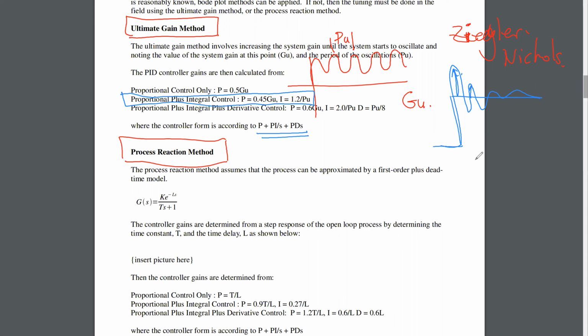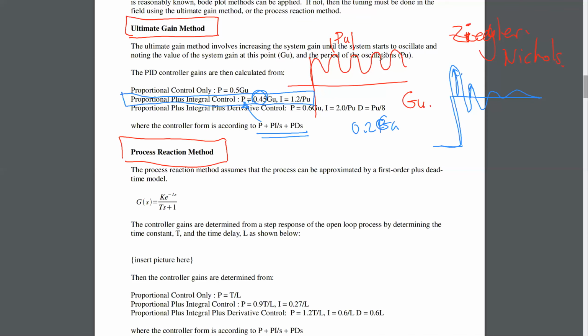If you didn't want that, you could tweak the gains. Specifically, you could reduce the proportional part of that gain, and instead of making it something like 0.45, you could make it something like 0.2 GU. And there are actual tables for this as well, but I didn't include them here. So if you're trial and erroring with your system, just try reducing that gain.